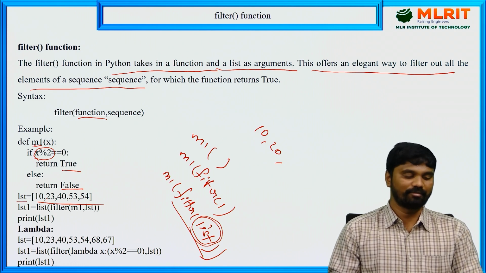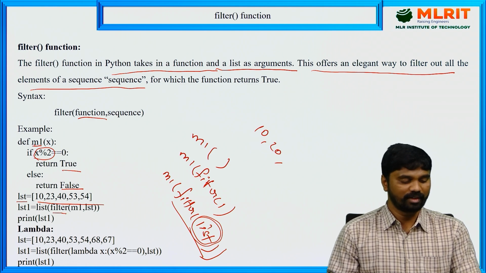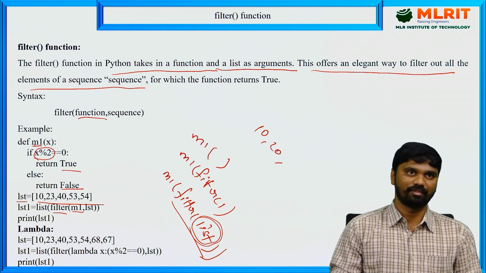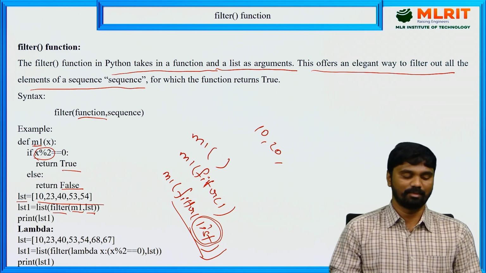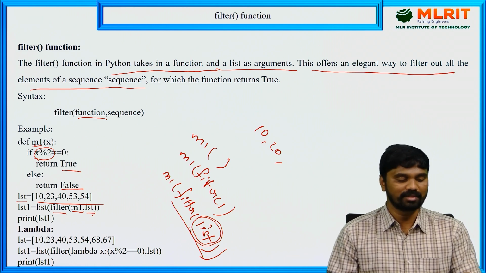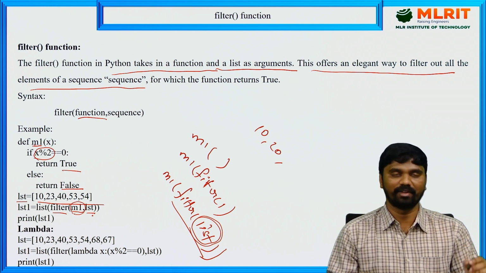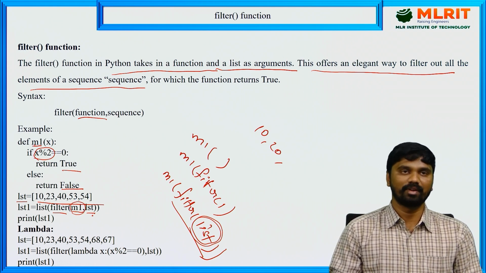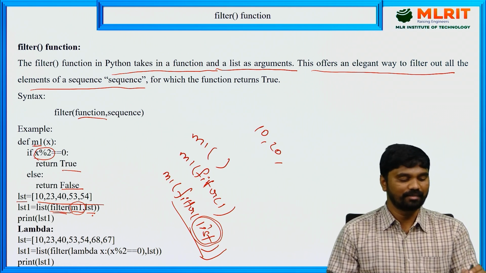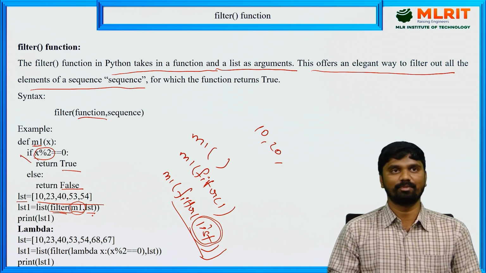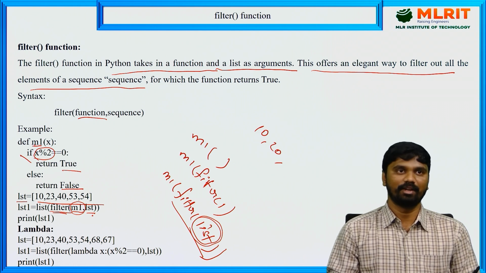Now what will happen? Into the filter function, what do we pass? The m1 function, and then the list. That means the list elements are passed as parameters to the m1 function, and from that we get the values which are divisible by 2.